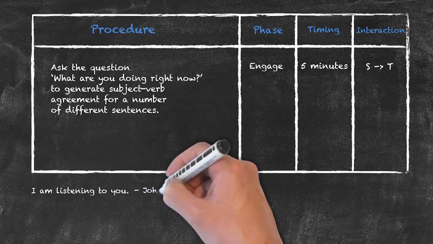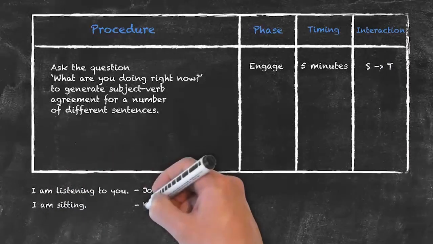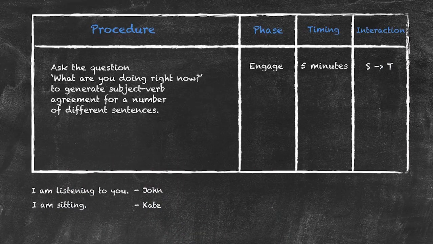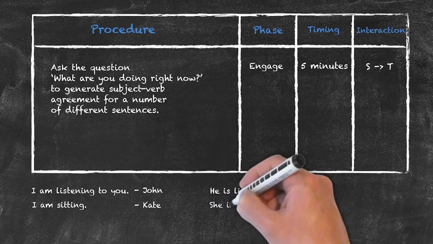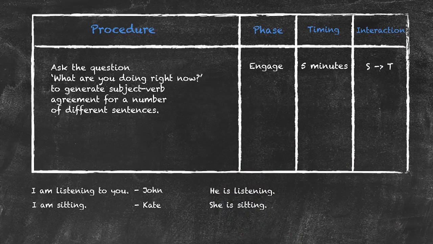So John says, I am listening to you. Kate says, I am sitting. What I can then do is to ask another member of the class, okay, what is John doing, but you can't use his name. So I may get the answer, and what is Kate doing, and you cannot use her name. What I could then ask the students is, okay, could you give me another example of using this with somebody else? And I can then ask them, what are both Kate and this other person doing without using their names? So I get an answer like that.